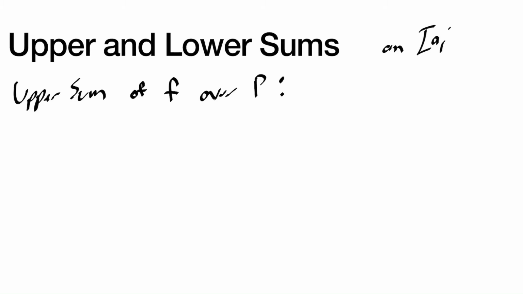I think I'm going to throw the word Riemann out because it feels a little confusing. We're going to use the Riemann sum in the next video, and it's going to be slightly different than this one, although they're close to each other. The upper sum of a function f over a partition P. Now, we have to know some things, right? We have to know that we have an interval. So we're always on some interval AB.